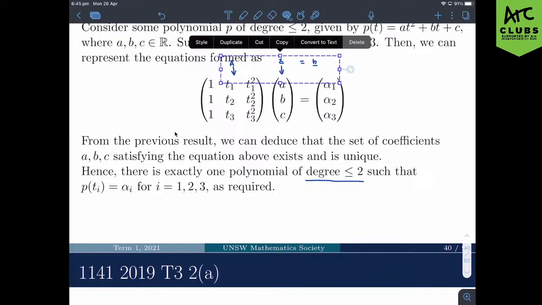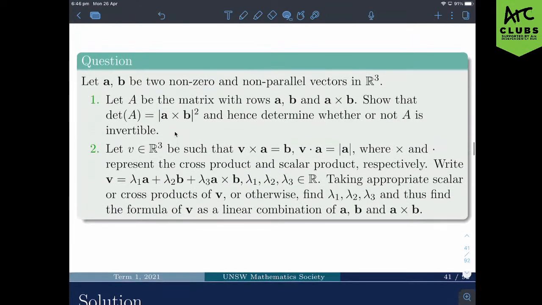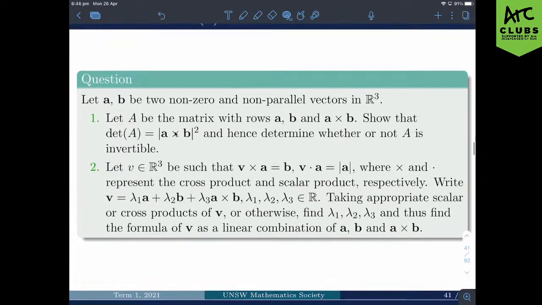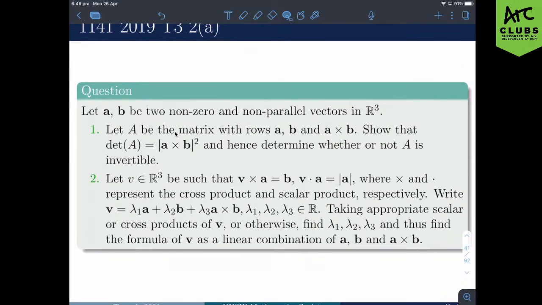So now, moving on to our next question. Oh no, my screen's frozen. Oh, okay. We want to let a and b be two non-zero and non-parallel vectors in R3, and let A be the matrix with rows a, b, and a cross product b. Show that the determinant of this matrix is equal to the modulus of the cross product of a and b squared, and determine whether or not A is invertible.